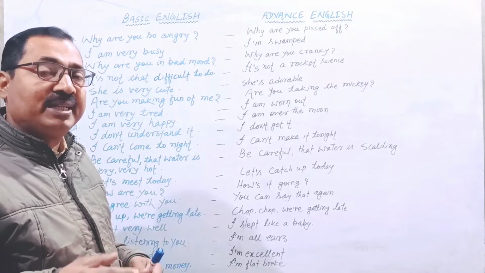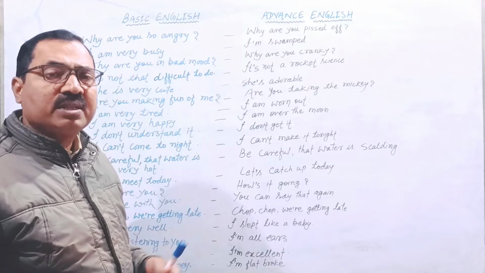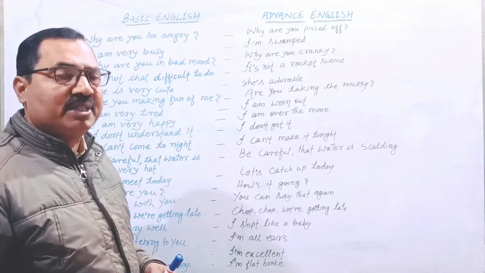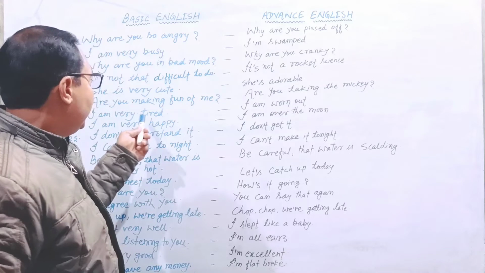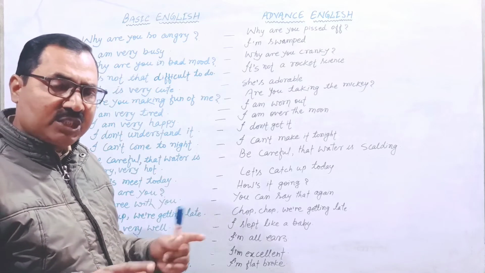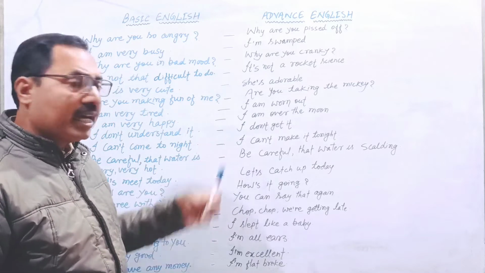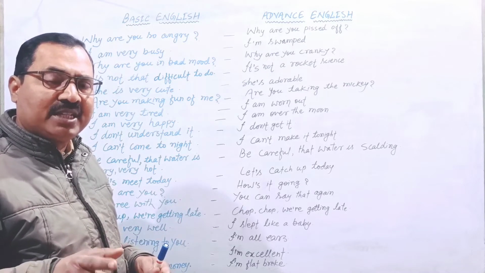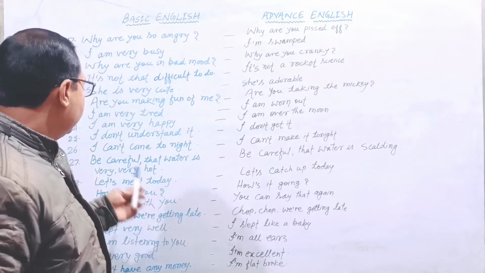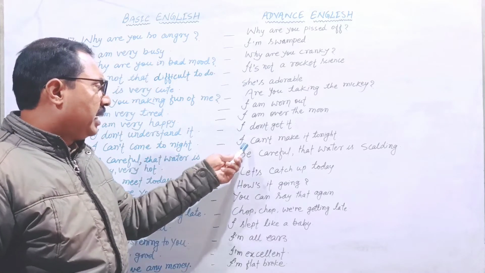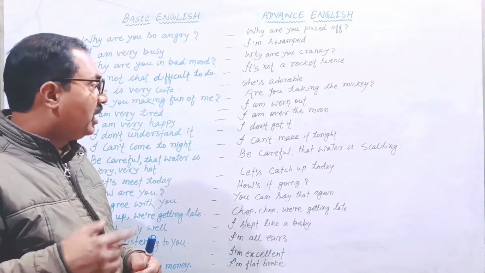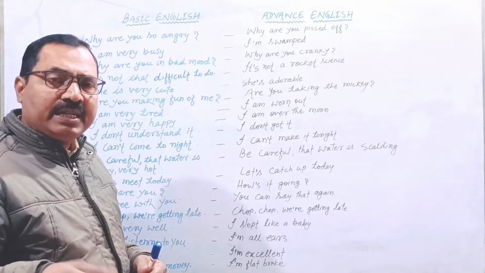I'm very tired. मैं बहुत थक गया हूँ. I'm very tired. I'm worn out. इसको हम I'm exhausted भी कहेंगे. I don't understand it. मैं ऐसे नहीं समझता. I don't get it. Understand it की जगह पर हम क्या लिखे, क्या कहेंगे? Get. I don't get it. I can't come tonight. मैं आज की रात नहीं आ सकता हूँ. I can't make it tonight.